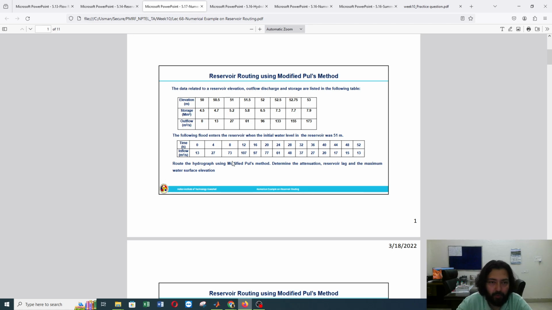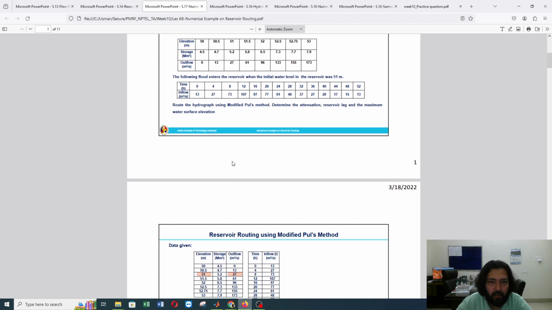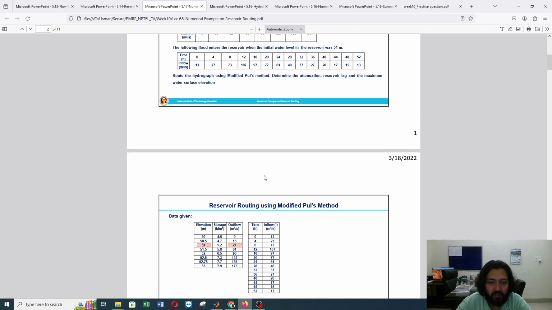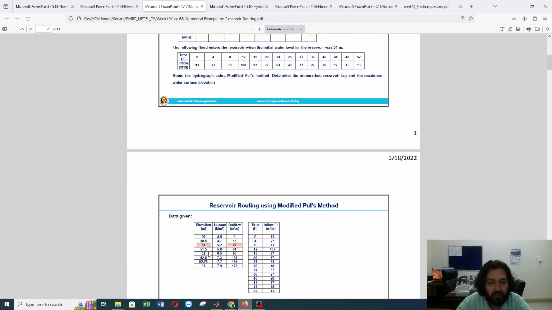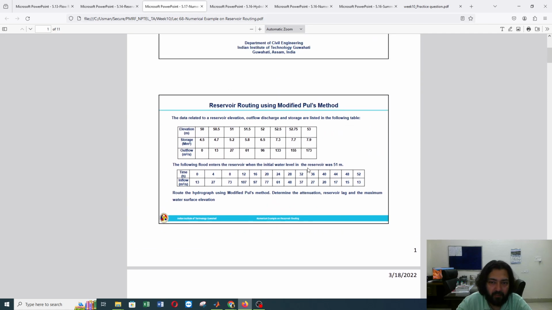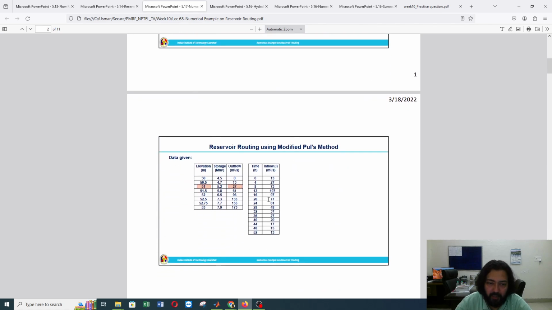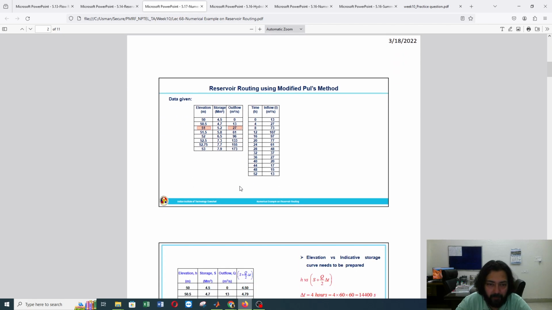So how are we going to proceed? First we are going to draw a table, whatever table is given to us, right? Then we have marked this elevation, 51 meter. Why have we marked this elevation? Because this is the initial level. They have said that the flood enters the reservoir when the initial water level in the reservoir was 51 meter. So that is why we have marked this elevation value here. 51 meter is the initial level.